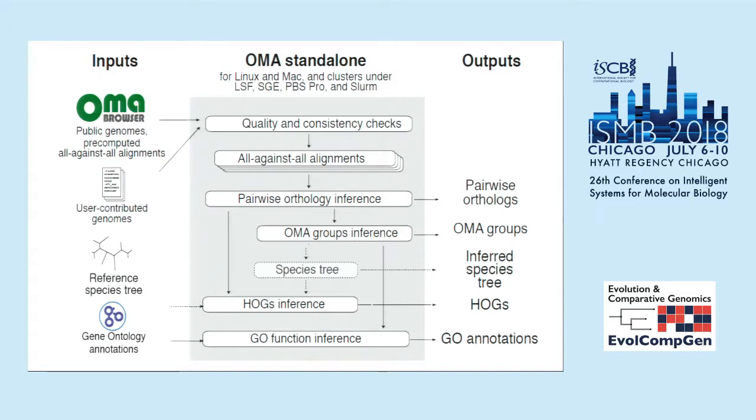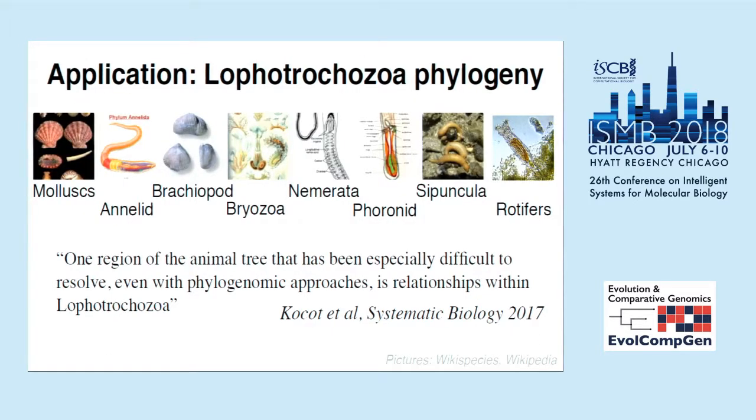For instance, maybe Manuel, you should try to implement your method, just as one extra step here. We've got code for that. So just to give you an application, we took a challenging phylogeny, the Lophotrochozoan phylogeny, which contains animals as charming as mollusks, annelids, rotifers. This is a sister group to Ecdysozoa within the protostomes.